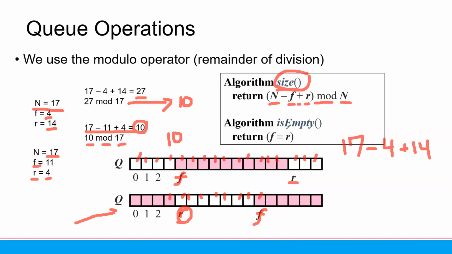And if we want to check whether this queue is empty or not, then you check if f equals r. If the front element equals r, then it is empty.